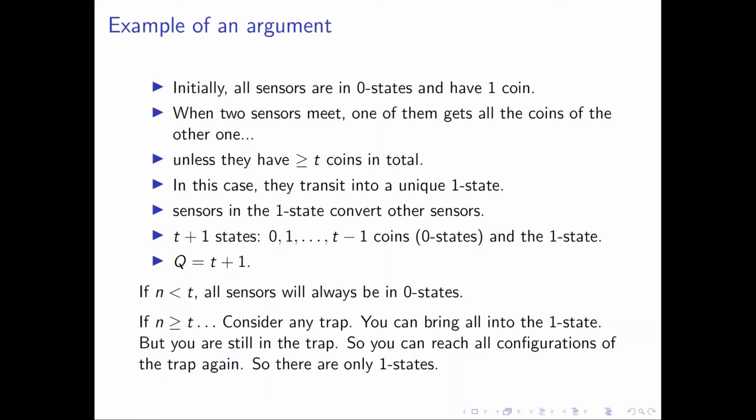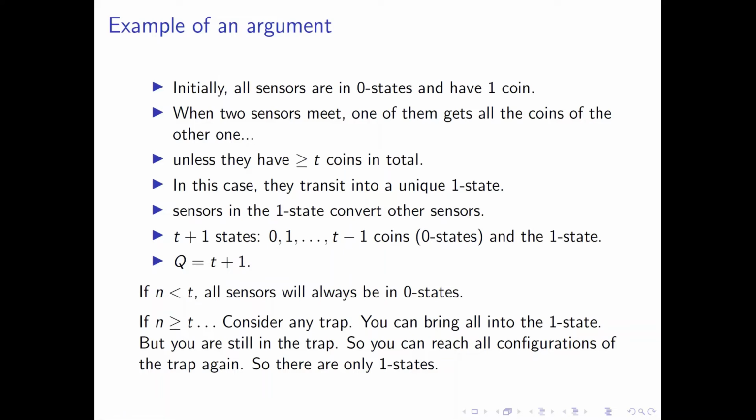Okay, so just consider any configuration in this trap. It's not hard to see that we can actually bring one of the sensors into the accepting state, into the one state. So just take any non-empty sensor and let it meet all the other sensors one by one. Eventually, this sensor will collect all the coins until it has observed at least T coins. And then you can just let this sensor, which is in the one state, meet all the other sensors.